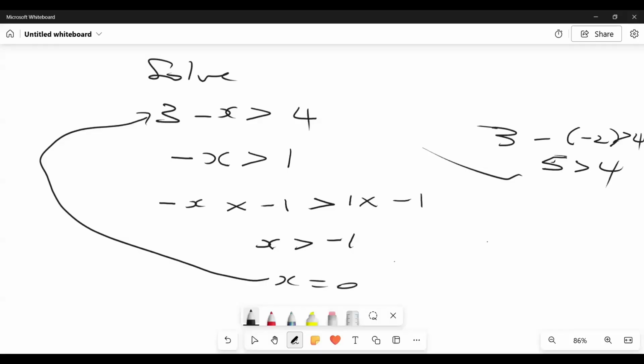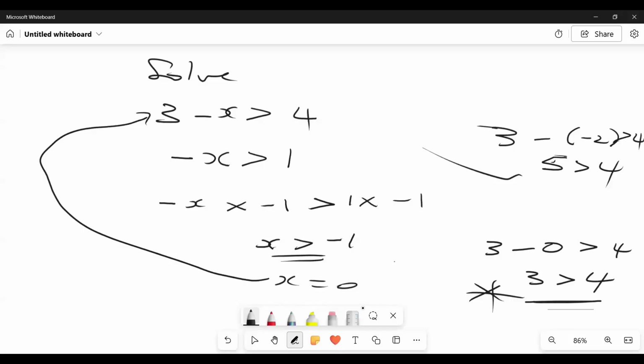If you were to put that in this inequality here, you get 3 minus 0 is greater than 4. So this is saying 3 is greater than 4. Is that correct? 3 is greater than 4? No. No. So we have to reverse this inequality sign. You see? Or else the arithmetic would mess us up. It wouldn't give us the right solution to the inequality. Right? So that's the only exception there.